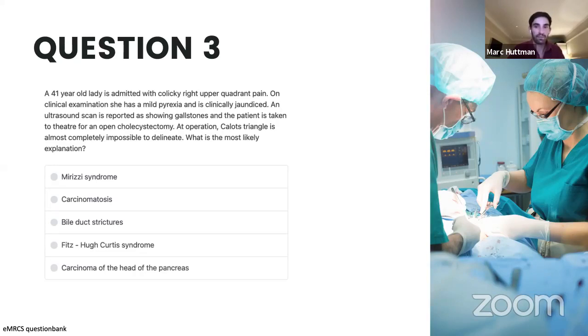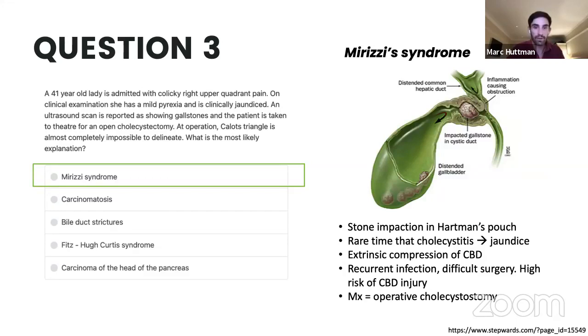So if you haven't heard of Mirizzi's syndrome, good. Now you're going to learn about it. Mirizzi's syndrome is an exception to the rule that cholecystitis does not present with jaundice. And once we explain why it happens, it will be slightly more obvious why the jaundice is there.